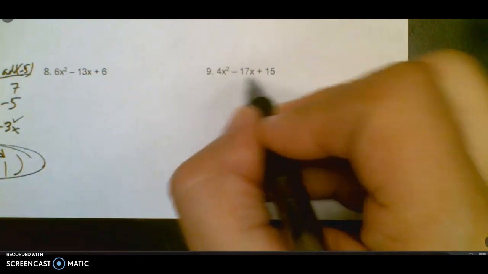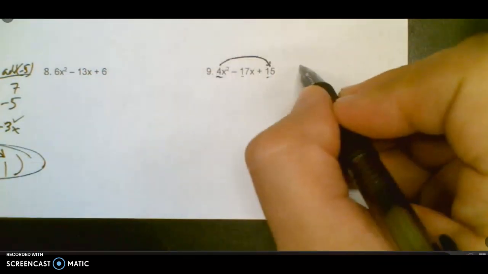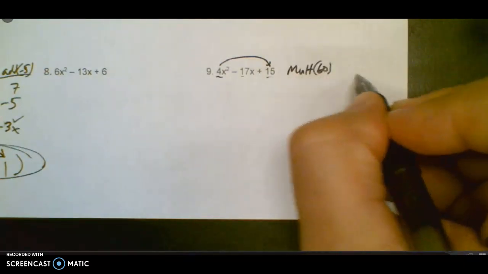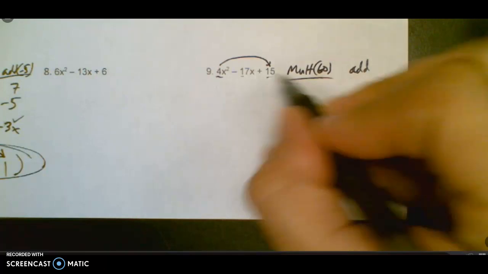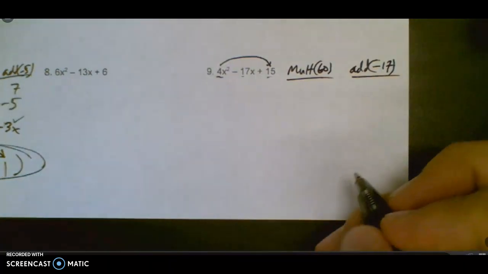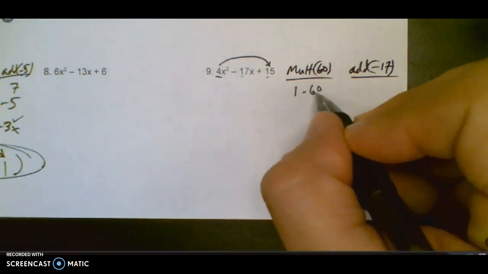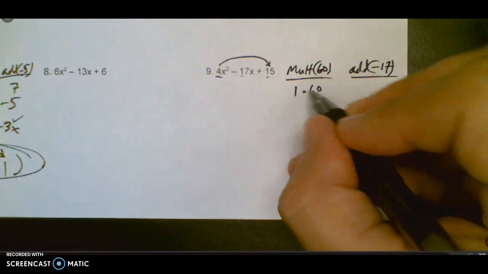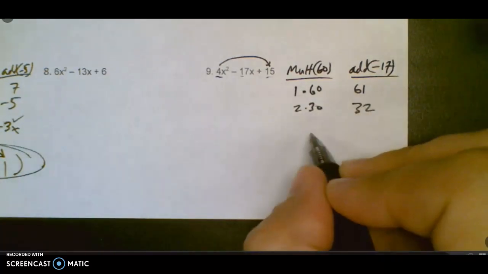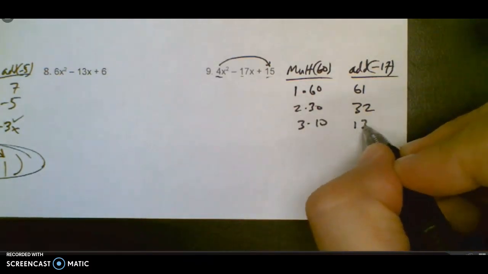Let's do one more on here. So let's say I try to divide a 4 out, but I can't. So instead I do 4 times 5 is 60. So what multiplies to make 60, but adds to be negative 17. Now 60 has a lot of things that multiply it. So this could take a while. 1 and 60 makes 61, right? 2 and 30 makes 32 when I add them up. 3 and 10 makes 13.